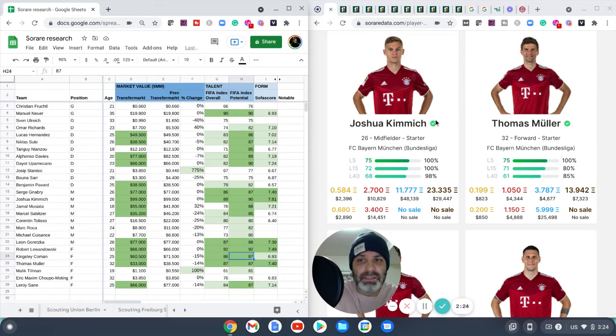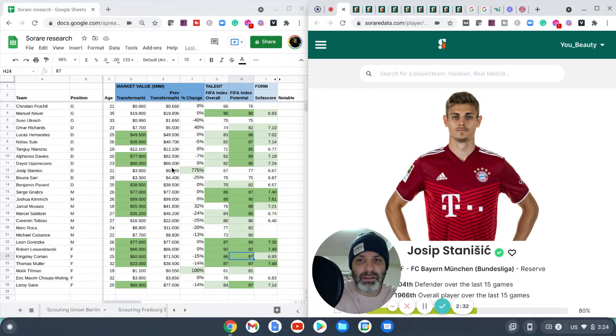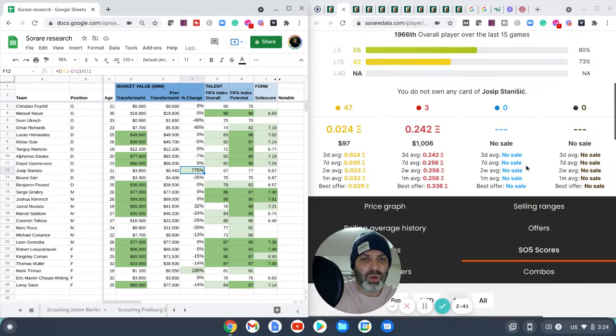So I'm just going to get straight into who I think represents some level of deal. The first here for me is Josip Stanisic, and the only one for me, just because he was a $440,000 player, moved up to 3.85, so a 700% increase, 21-year-old. So why is that? How did he do that?